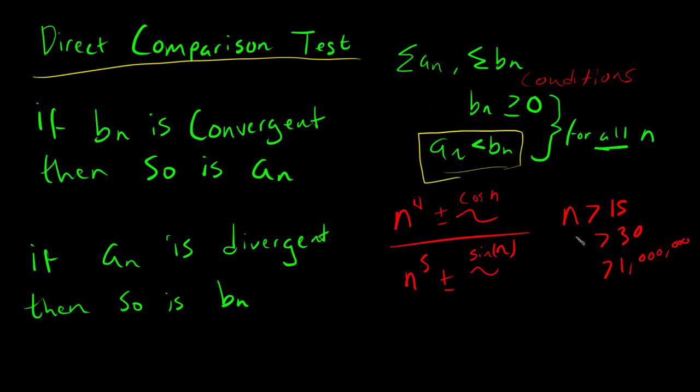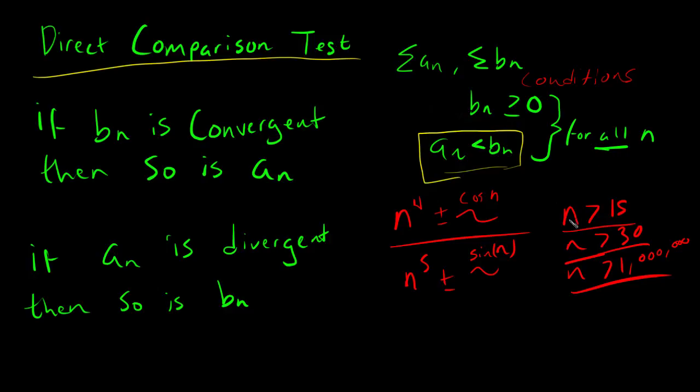And that's not what the direct comparison test cares about. It doesn't care about what values it converges at. It just cares about whether or not it does. So basically, if you get something like this or this, it doesn't matter. Don't even worry about this. Just say that it's true for all n, because the first however many terms don't matter at all.